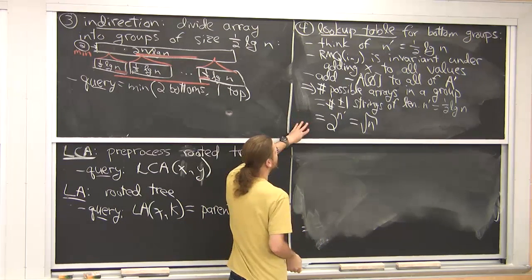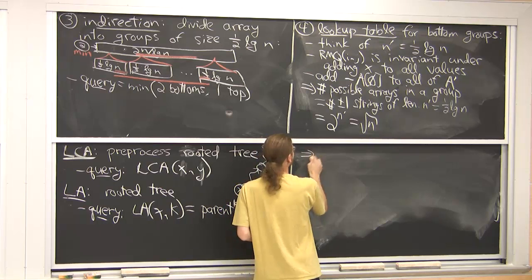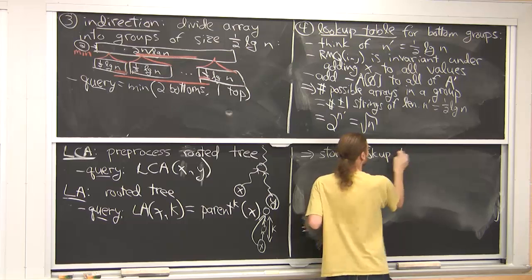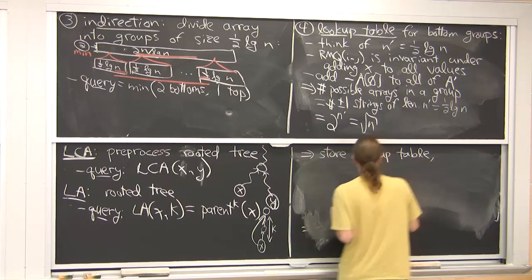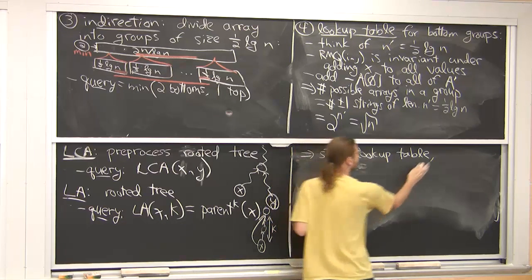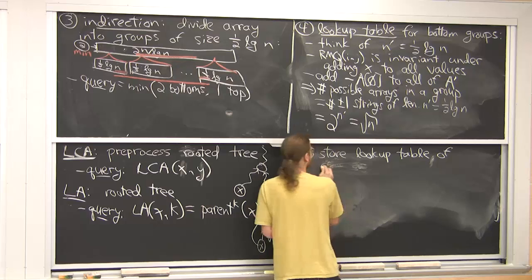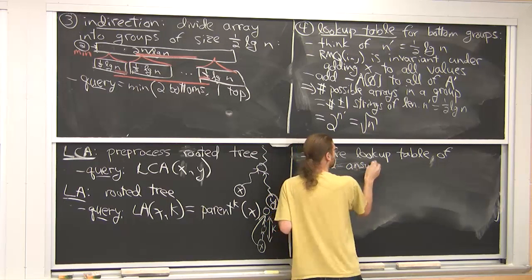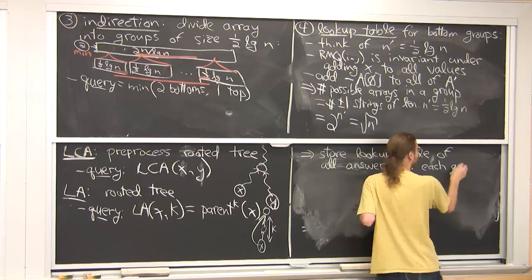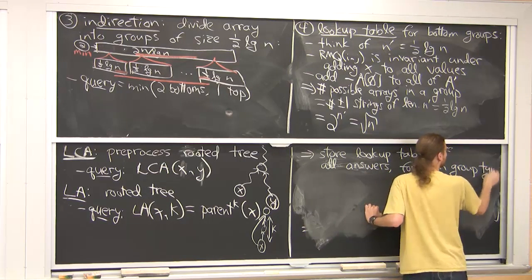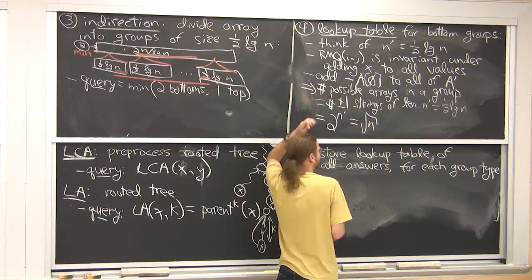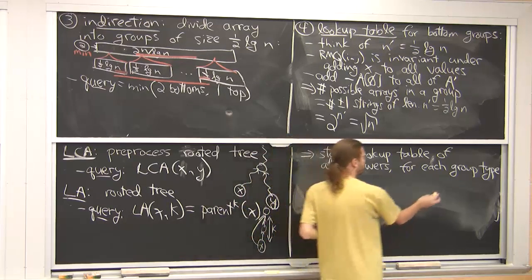So here we have these different types. What we're going to do is store a lookup table that says, for each group type, a lookup table of all answers. Do that for each group type. Group type meaning the plus or minus one string. It's really what is in that group after you do the shifting. Okay, now there's square root of n group types.